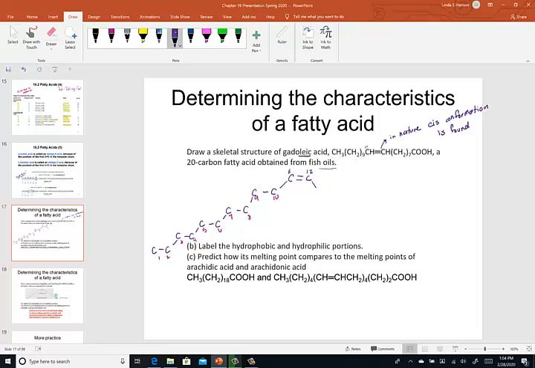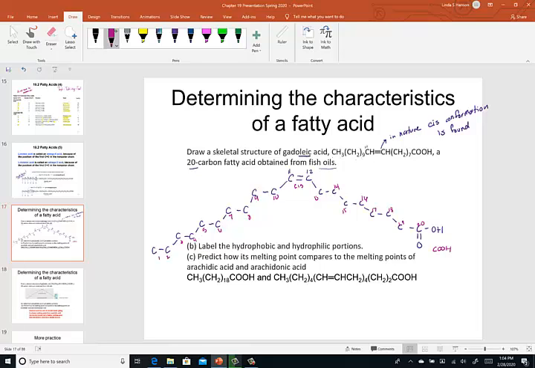Now back to the other side. We have to do a total of 20 carbons. So here's carbon 13 to 14, 15, 16, 17, 18, 19, 20. And on 20, you have your carboxylic acid functional group. So just to emphasize, we went to carbon 11, 12, where the cis configuration is. Then we did 13 through 20. And there's the COOH functional group.